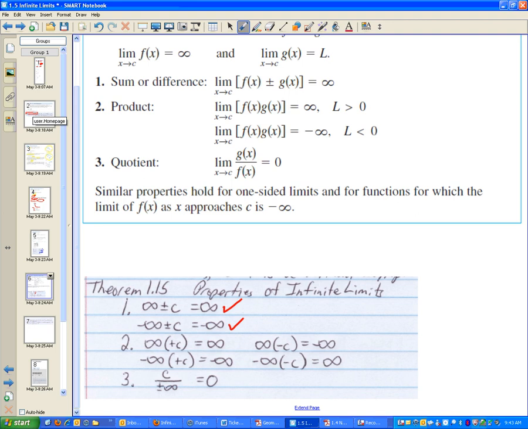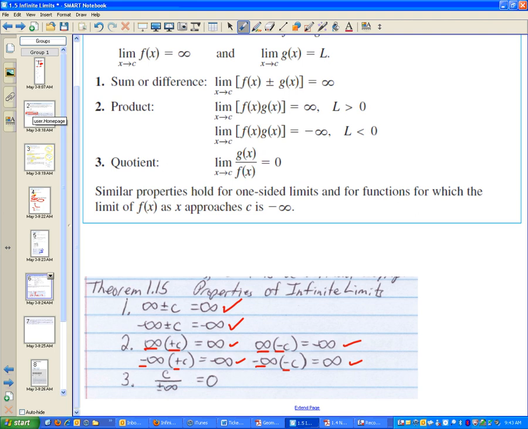Okay? However, when you're multiplying and dividing, it can affect your sign. Positive times positive is positive. Negative times positive is negative. Positive times negative is negative. Negative times negative is positive. Okay?